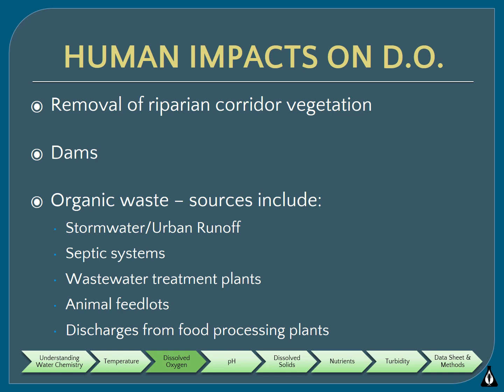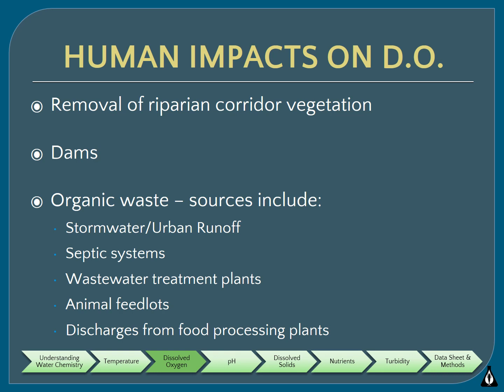Humans can also influence the amount of dissolved oxygen that's in the stream. Firstly, the removal of the riparian corridor. That's going to affect the water temperature as more sunlight is available on the stream. So that's going to increase the temperature, which in that case would decrease the amount of dissolved oxygen that's able to be held within the stream.